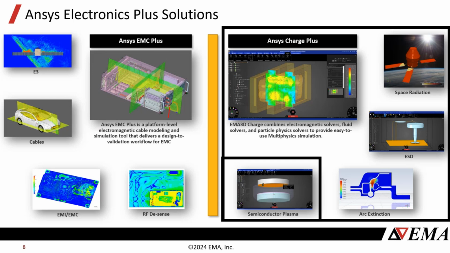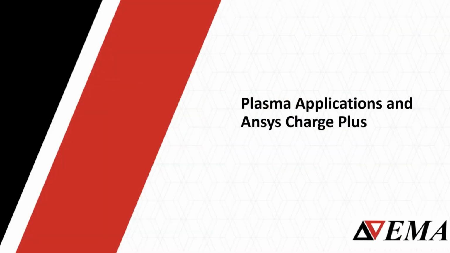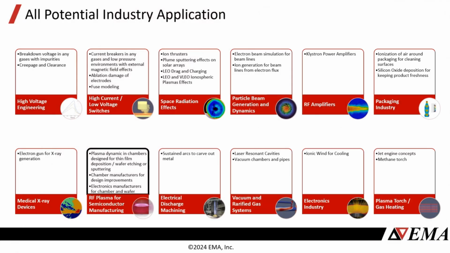being able to model, for example, recombination rates of a plasma or ionization rates of a plasma, coupled with the electromagnetic problem around it. And then finally, a lot of this technology can be used, as you'll see, for the semiconductor plasma industry, and this is the discussion that we're having today in a lot of detail. So plasma applications specifically from Ansys Charge Plus, we are going to see that it's applicable across many different industries.